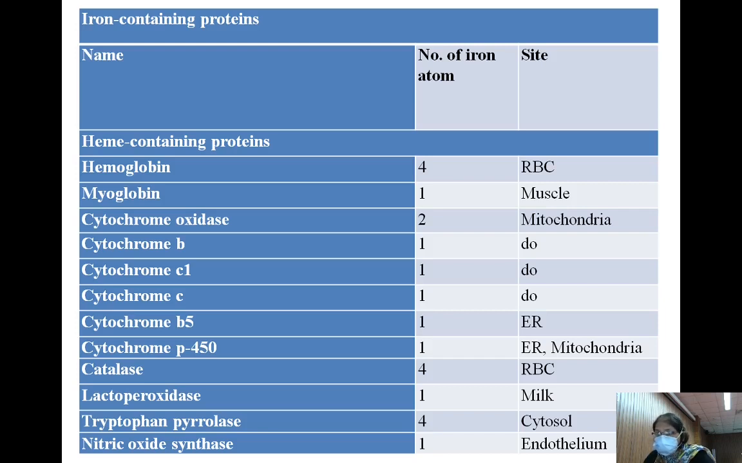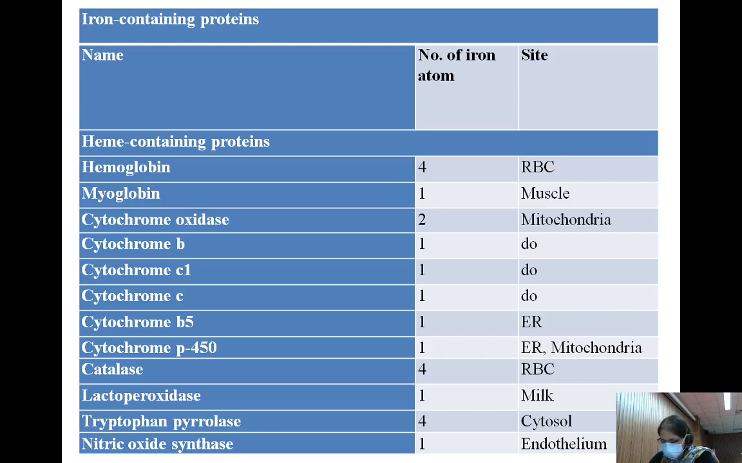It is present in the cytosol. Nitric oxide synthase is present in the vascular endothelium. Nitric oxide synthase contains 1 iron atom. It is responsible for the synthesis of nitric oxide from the amino acid arginine, a semi-essential amino acid present in the vascular endothelial bed.